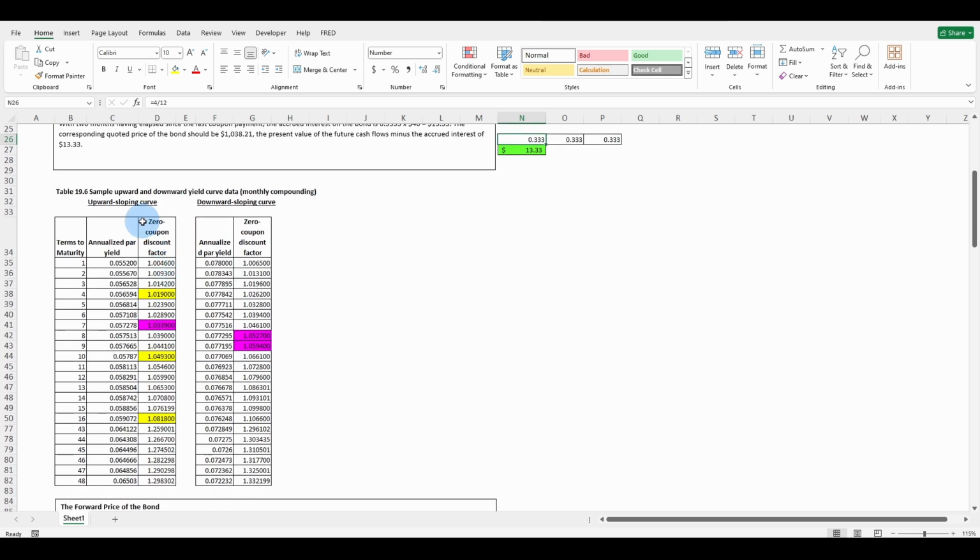Sample upward and downward yield curve. We have downward, we have upward. How do we go from term to maturity? Annualized par yield to zero coupon bond.